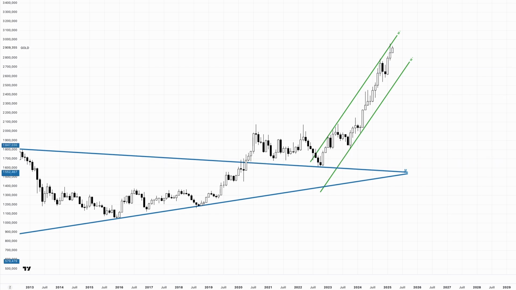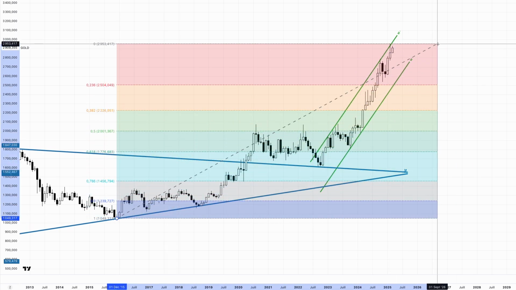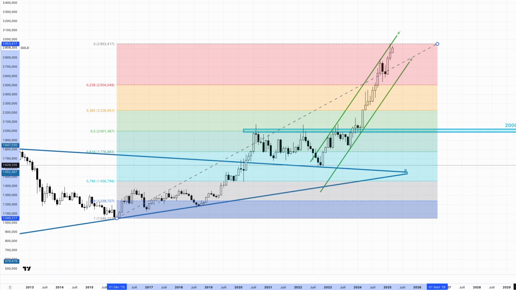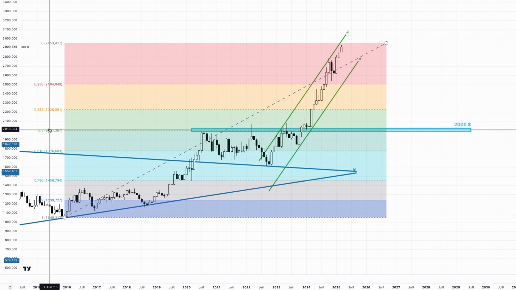To determine potential targets, let's use the Fibonacci retracement tool and identify key support levels. We measure from the lowest point to the previous wave's highest peak. Each Fibonacci level represents a potential support zone, but one level stands out as particularly strong, this one here, at around $2,000. This corresponds to the 50% Fibonacci retracement level.